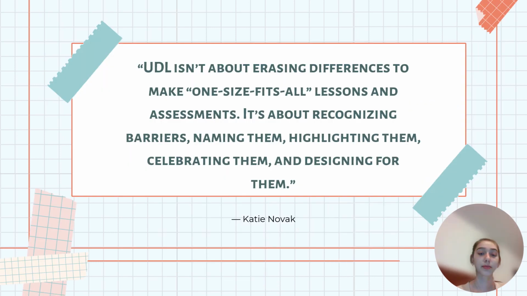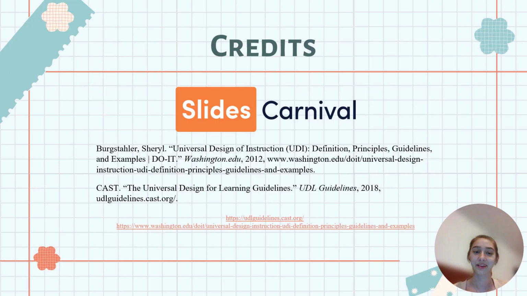And then this is going to be a quote from Katie Novak. She says that universal design isn't about erasing differences to make one-size-fits-all lessons and assessments, but it's about recognizing the barriers, naming them, highlighting them, celebrating them, and designing for them. And I think that is very important. It really hits the nail on the head.